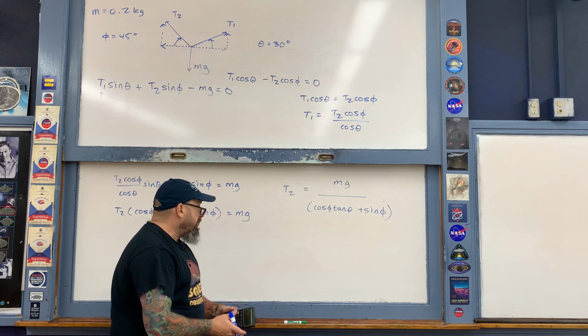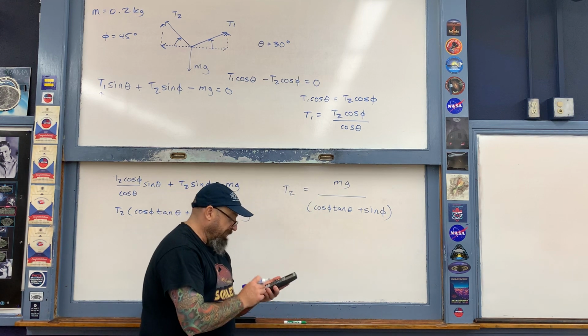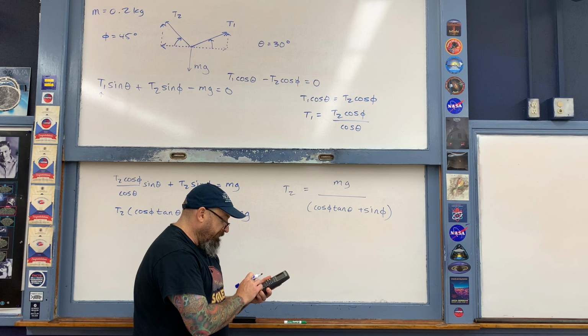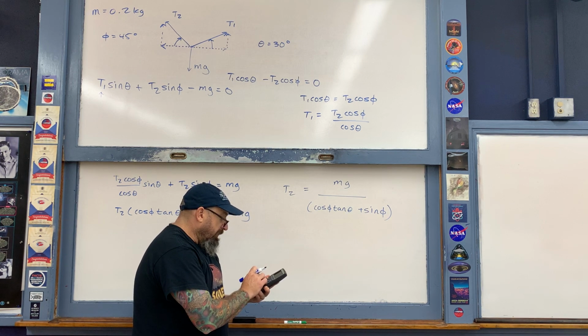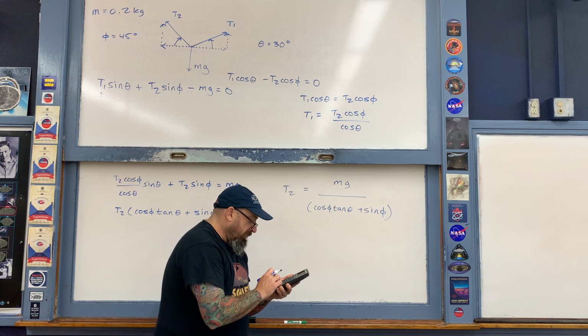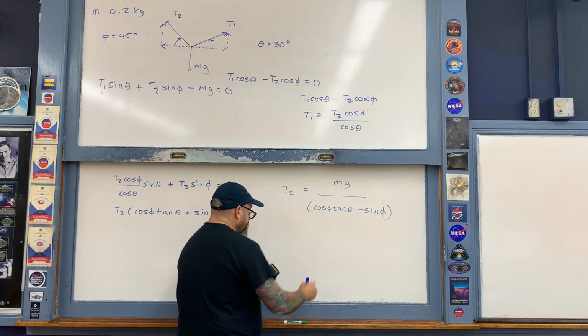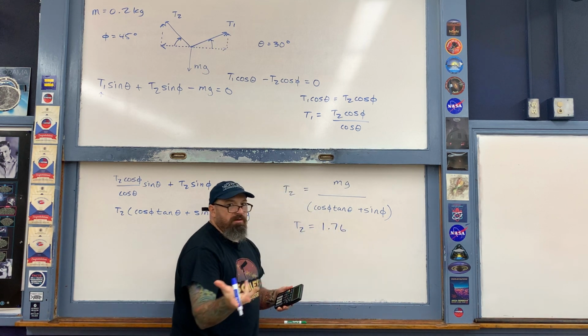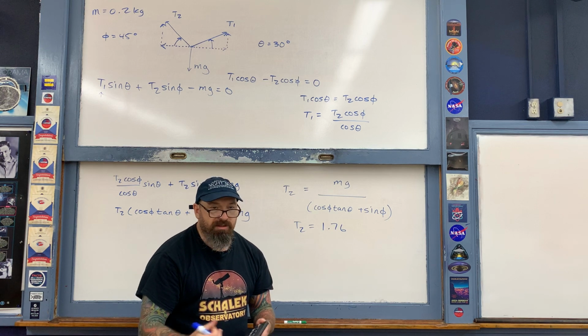Okay, so let me actually go ahead and do the denominator here first. I'm going to do cosine of 45 times tangent of 30 plus sine of 45. Okay, let's take the reciprocal of that. And then I'll multiply by the weight. So 0.2 times 9.8. Okay, and that comes out to be about 1.76.